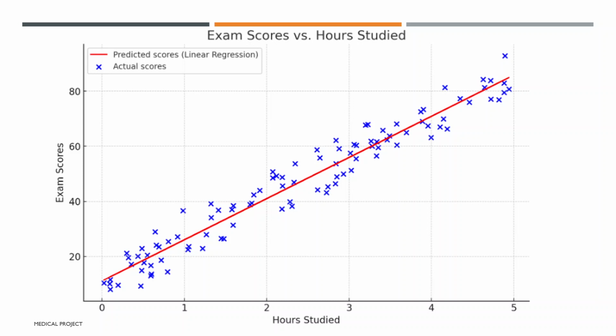So you see, this graph visually demonstrates how linear regression in machine learning works by establishing a relationship, in this case between study hours and exam scores, and using it for predictions. So that's just the basic concept behind linear regression.